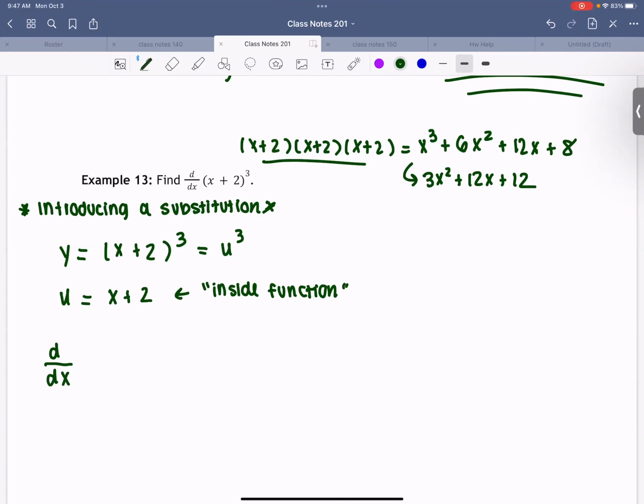This means take the derivative of, right? And I want to find the derivative with respect to x, which just means we have x's in there. I want to find the derivative of u. What's that derivative? 3u squared. Well, u is x plus 2, not y, right? So what did you say?